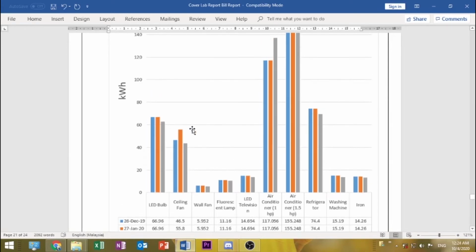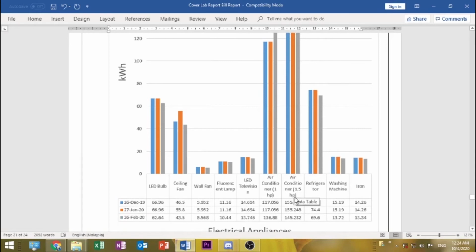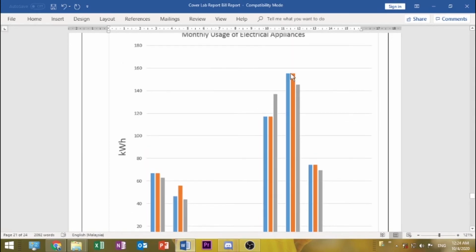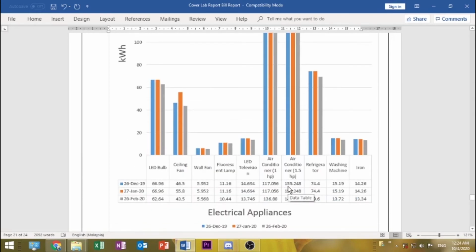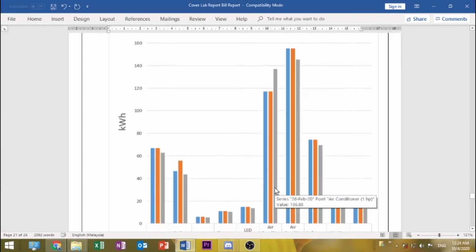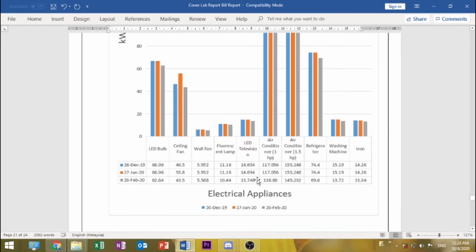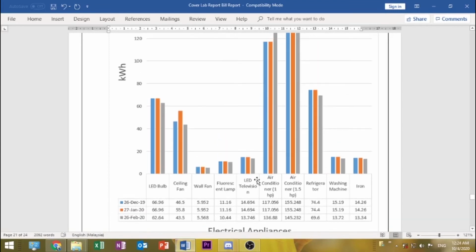So as you can see, the highest used appliance was the air conditioner, the 1.5 horsepower one. So it took 155.248 kilowatts per hour for the months of December and January. But that is all, I guess.